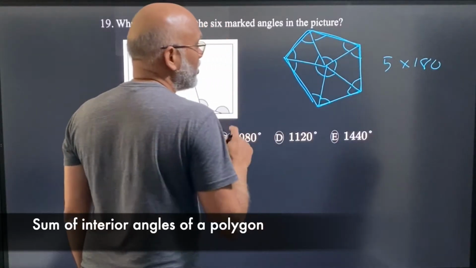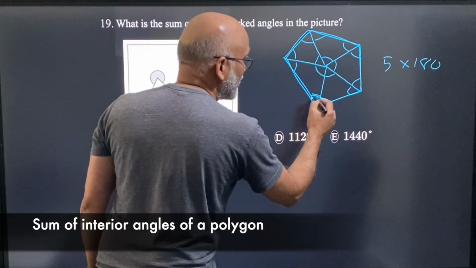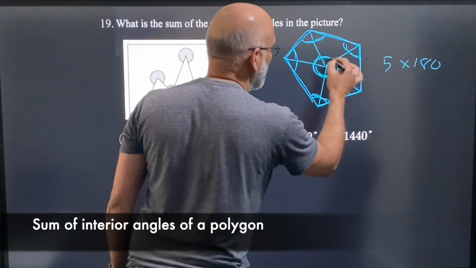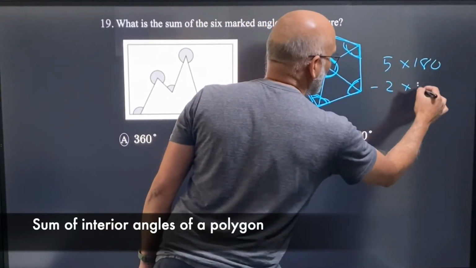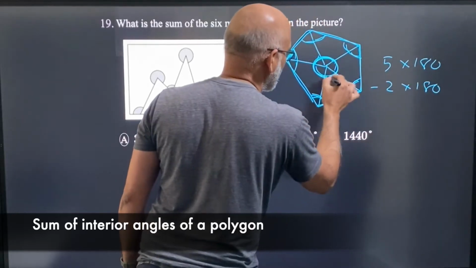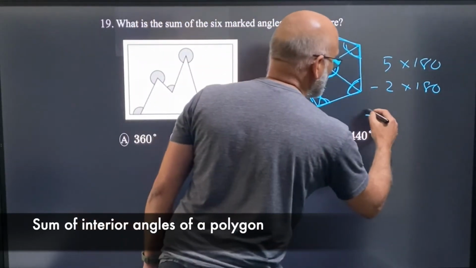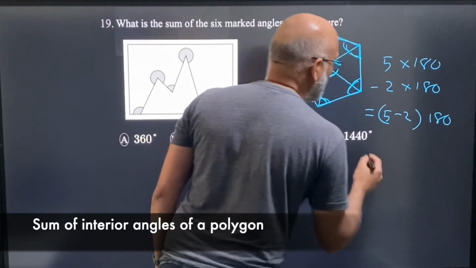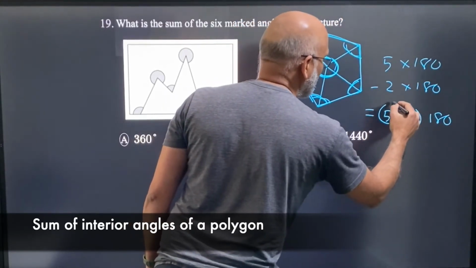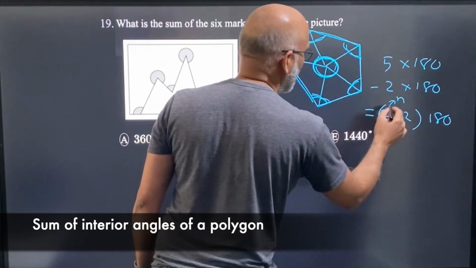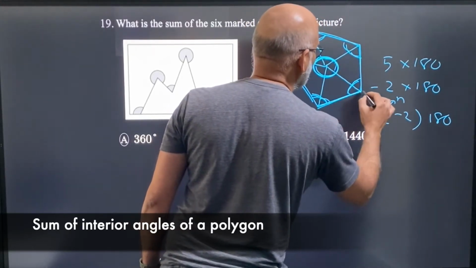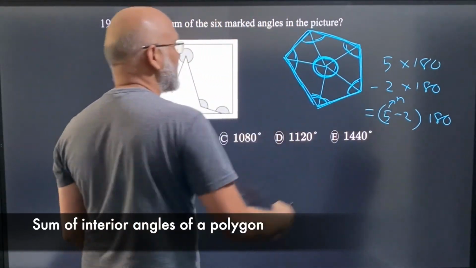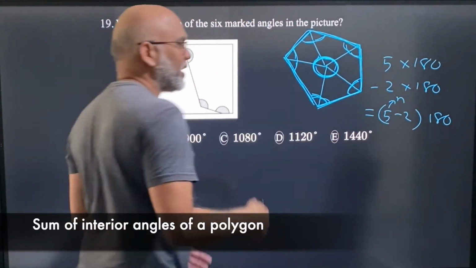Okay. Now, to get the sum of only the interior angles, I have to subtract this away, right? So minus 2 times 180, because this is 360°, which is 2 times 180. So this is basically 5 minus 2 times 180. What is 5? 5 is basically n, the number of sides, right? How many sides are there? 1, 2, 3, 4, 5. So if a polygon has 10 sides, it's 10 minus 2, and so on and so forth.